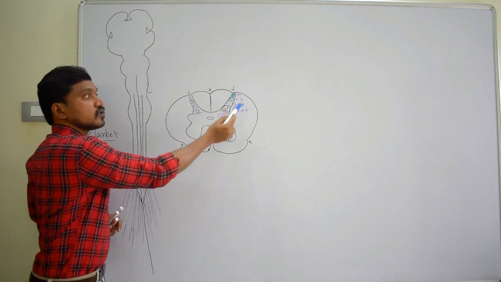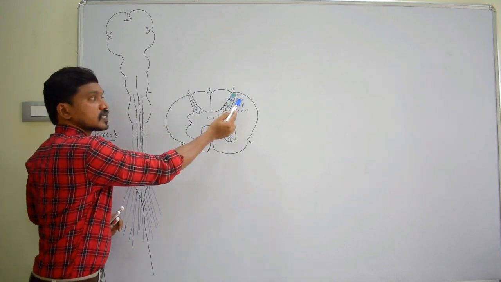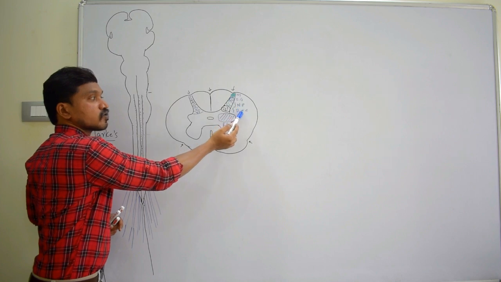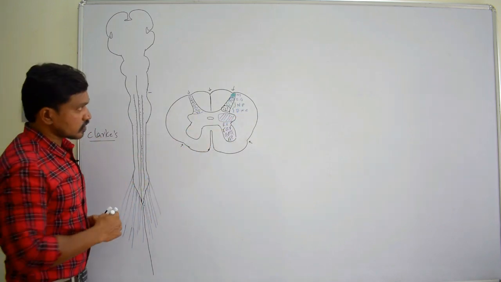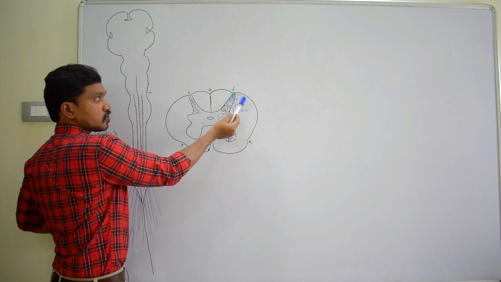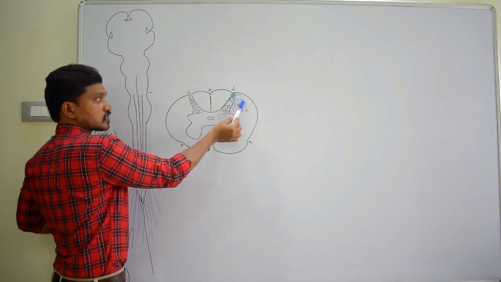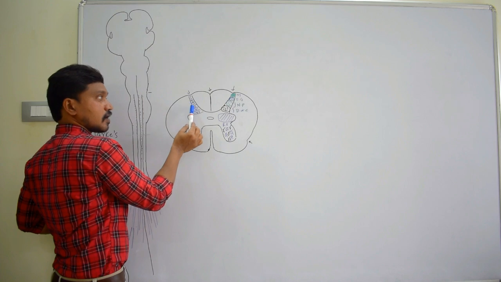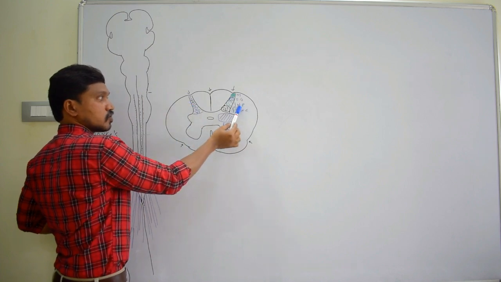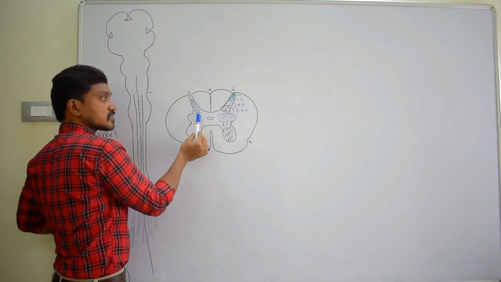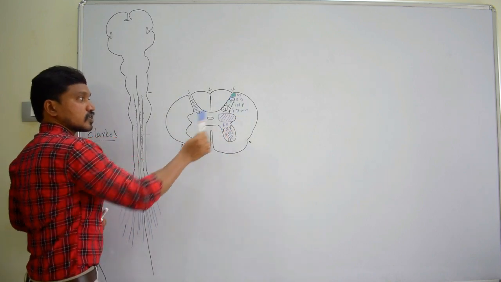Those are equal to the marginal nucleus, substantia gelatinosa, nucleus proprius and dorsal nucleus of Clarke. Recollect once again: lamina 1 is equal to the marginal nucleus, laminae 2 and 3 are equal to the substantia gelatinosa, laminae 3, 4 and 5 are equal to the nucleus proprius, and lamina 6 is equal to the dorsal nucleus of Clarke.